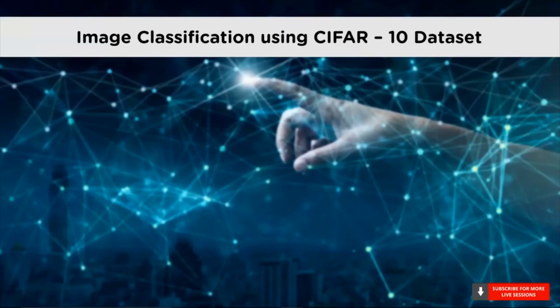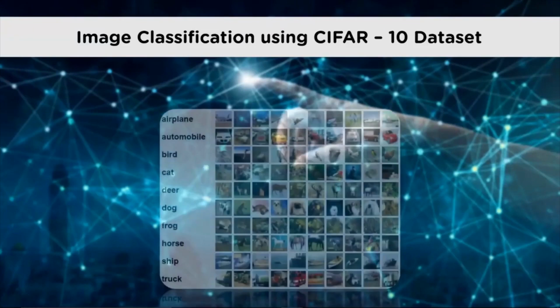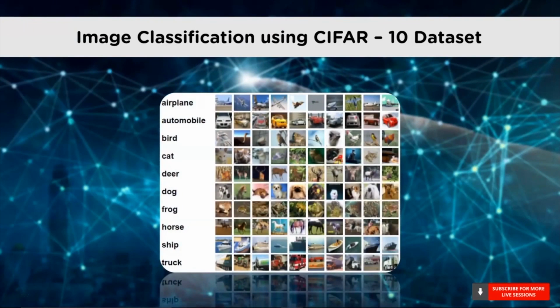Let's talk about our first deep learning project. We have image classification using the CIFAR-10 dataset. Now this dataset was created by the Canadian Institute for Advanced Research. The CIFAR-10 dataset contains 60,000 32x32 color images in 10 different classes. The 10 different classes are airplanes, cars, birds, cats, deer and others, which you can see on the screen. There are 6,000 images of each class. Now there are 50,000 training images and 10,000 test images.